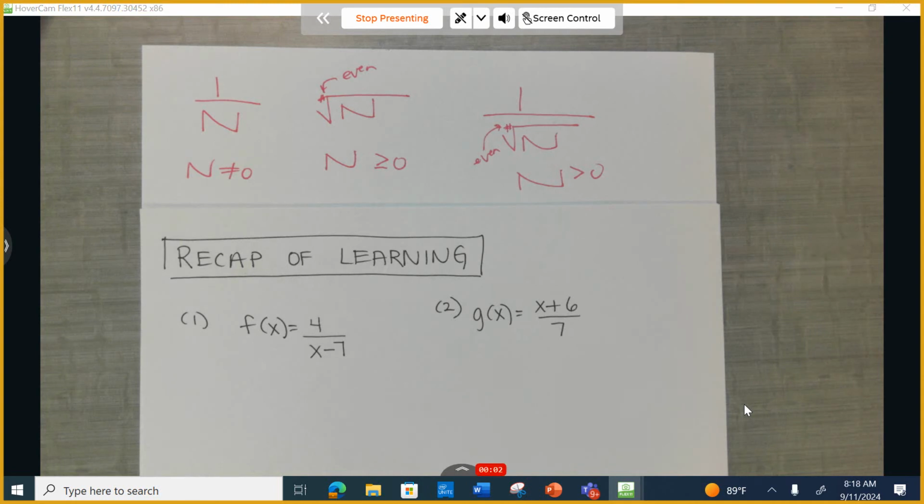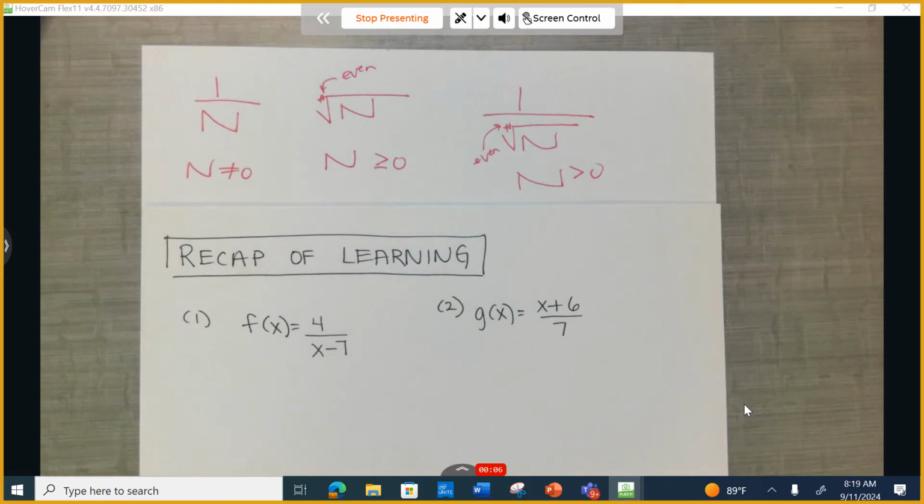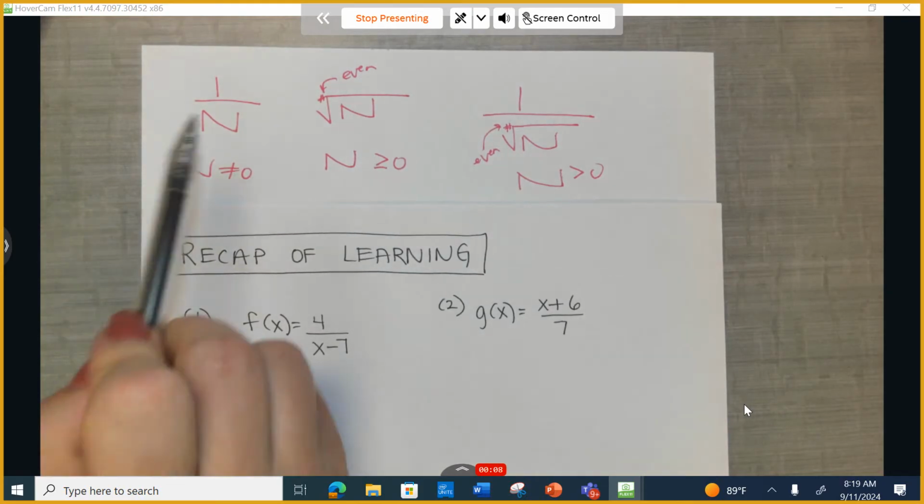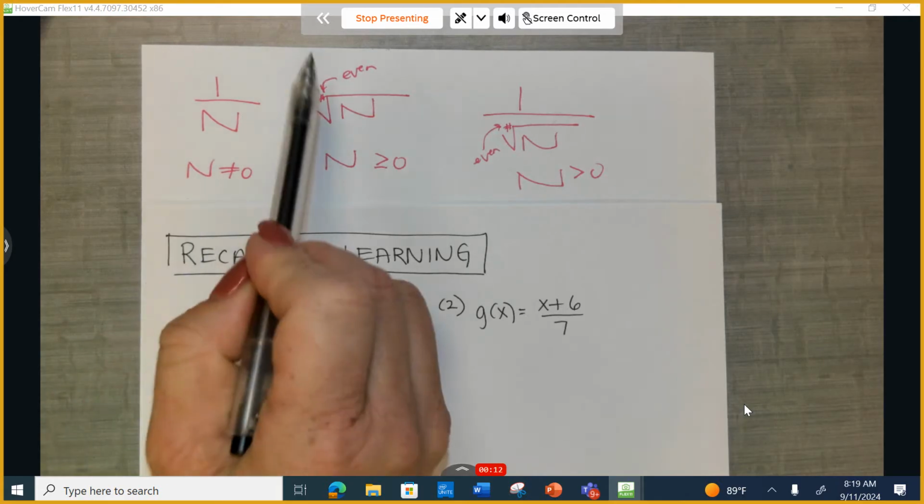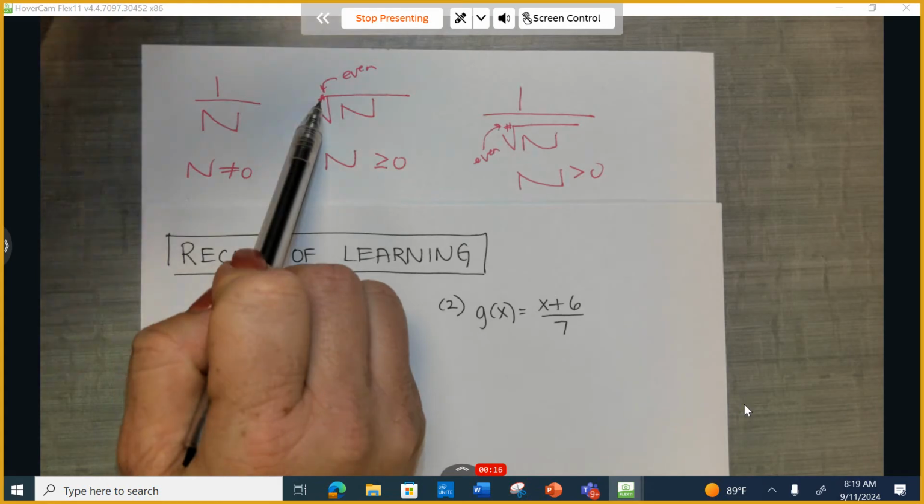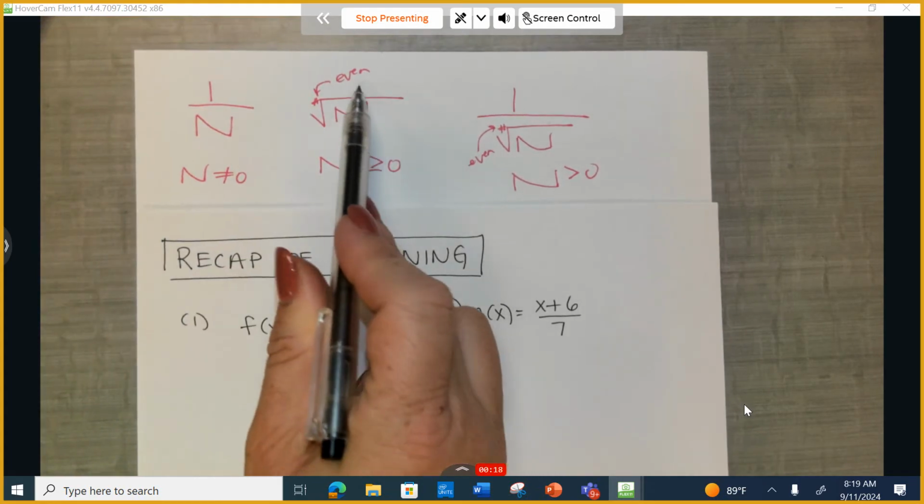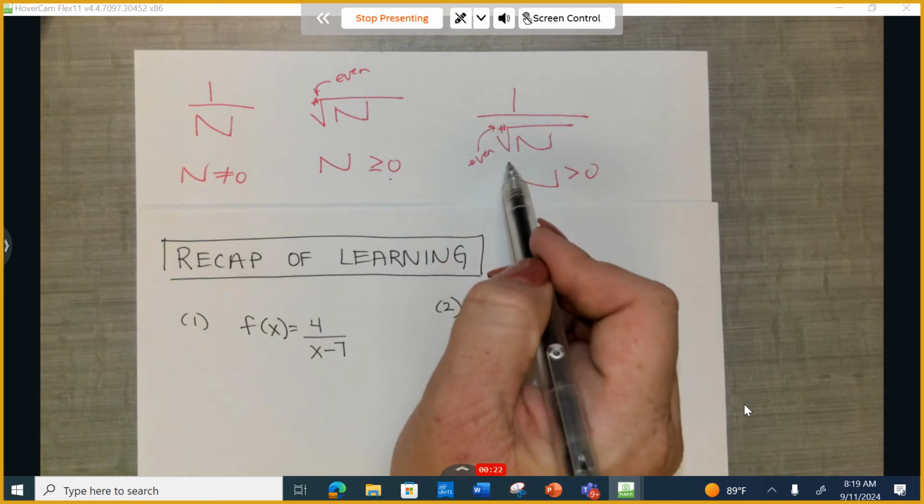These are the 3 rules that you would have seen in the previous 2 videos that you were supposed to watch. So if you have any variables in the denominator, remember the denominator never can equal 0. If we see a radical, we're going to look at the nth root. If the nth root is even, then we have a restriction on the inside. The inside has to be greater than or equal to 0, unless that radical is in the denominator.